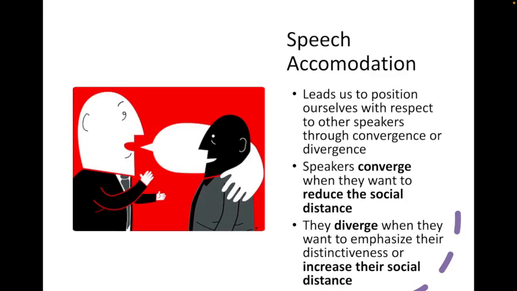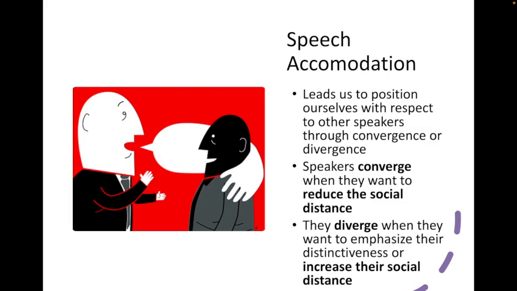Okay, so we also have the term speech accommodation. Speech accommodation leads us to position ourselves with respect to other speakers through convergence or divergence. Speakers converge when they want to reduce the social distance, and they diverge when they want to emphasize their distinctiveness or increase their social distance. It depends on where we are or the position where we want to be. So we can converge or diverge.